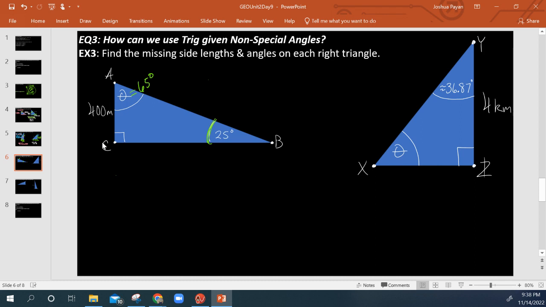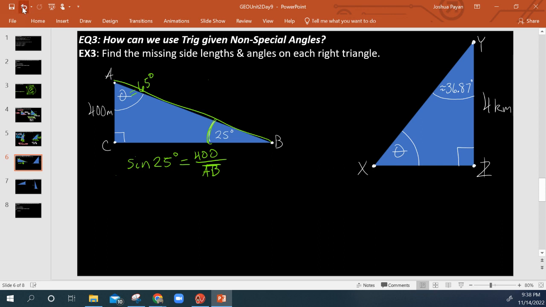Okay, so I want to find the missing hypotenuse first. This all still works the same way. I can use sine of this 25-degree angle here. I can set it up as sine of 25 degrees is equal to opposite over hypotenuse. In this case, segment AB is our hypotenuse here.